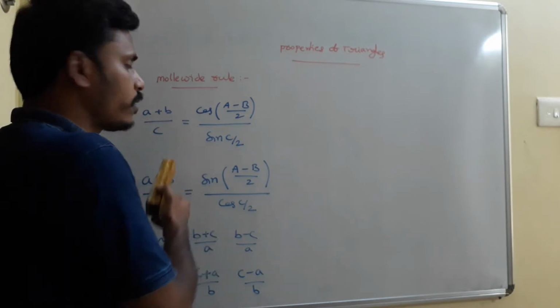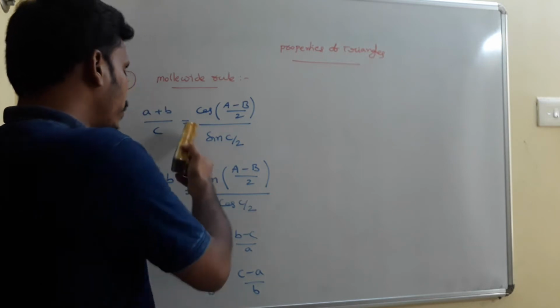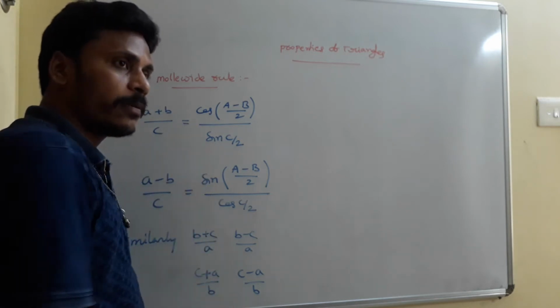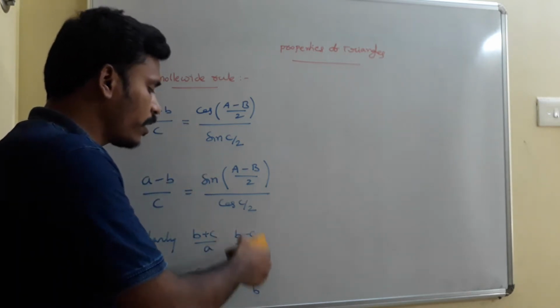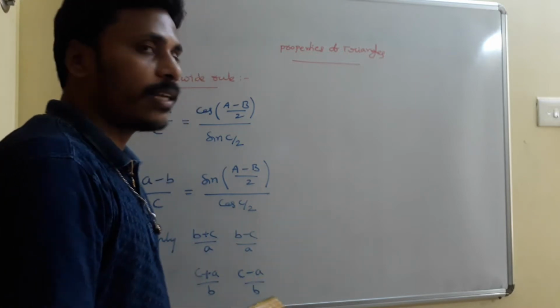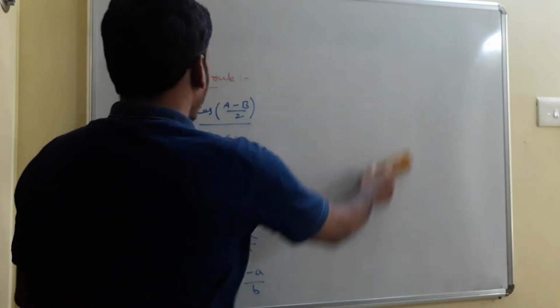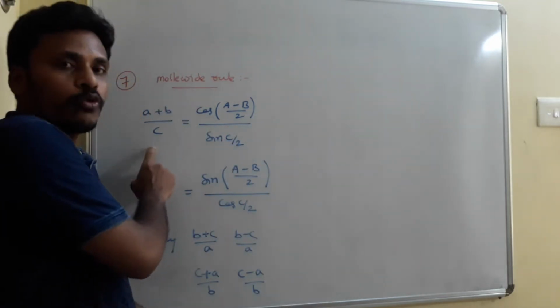See, (a plus b) by c is cos of (a minus b) by 2 divided by sin c by 2. Based on that, similarly (a minus b) by c, and similarly (b plus c) by a, (b minus c) by a, and everything. So we can prove all those things just with the help of the sine rule only. Okay, and then you just look there. Yeah, see, I need to prove the first one.